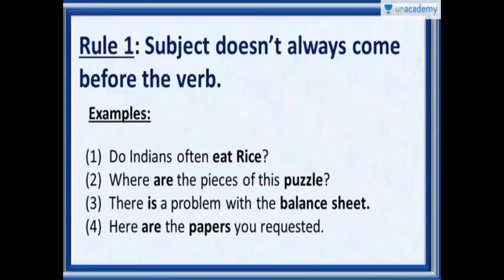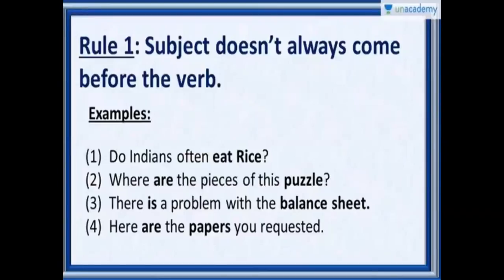Okay. Now, where are the pieces of this puzzle? Now, if you look at the structure of a question, we have R, S, and O. First one is R. What are we talking about? The pieces of the puzzle. So the whole thing, the pieces of the puzzle, is a subject which is there after R, not before R. Next one, there is a problem with the balance sheet. This is not actually the rule, just telling you where is the position of the subject. Don't get into confusion. So subject can be anywhere in the sentence.